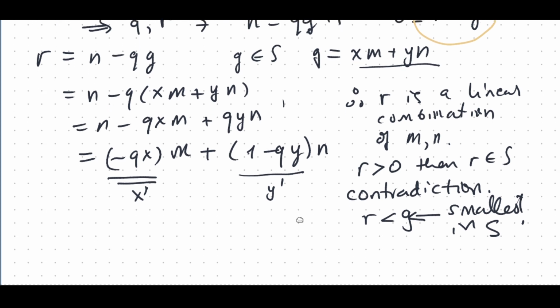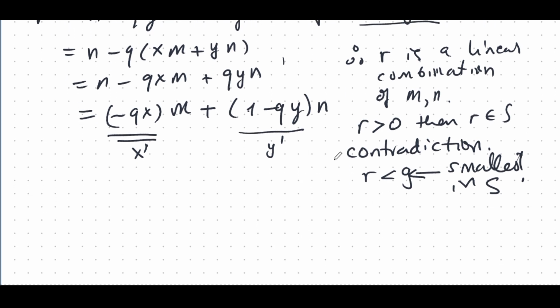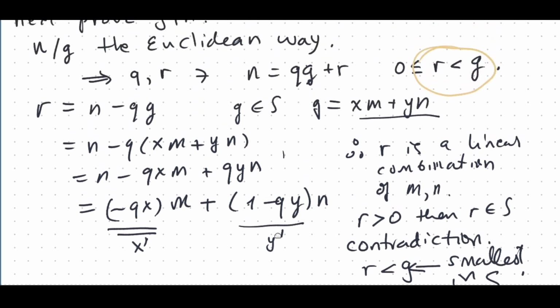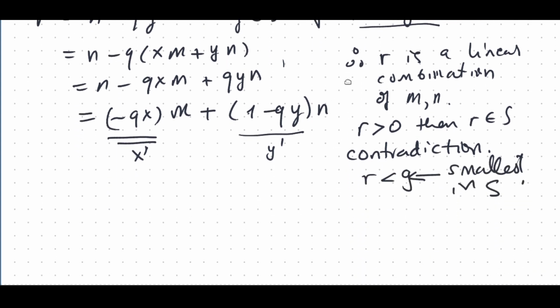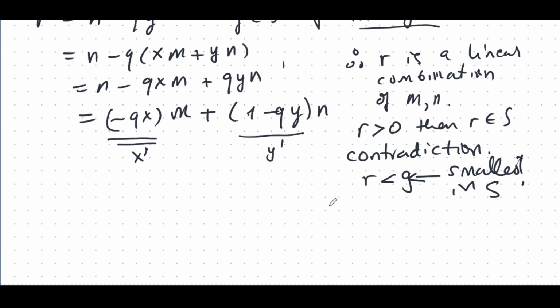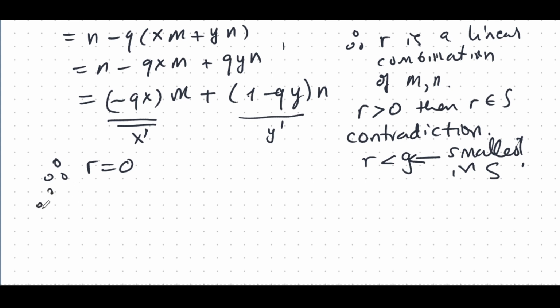And so our only other choice is that R is 0. We have it right here. It's possible for R to be greater than or equal to 0. It cannot be greater than 0, but it can be 0. So therefore, R must be 0. Otherwise, you get a contradiction. And so therefore, G cleanly divides N.